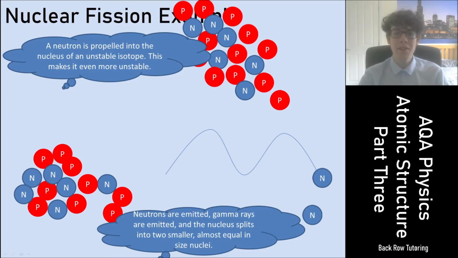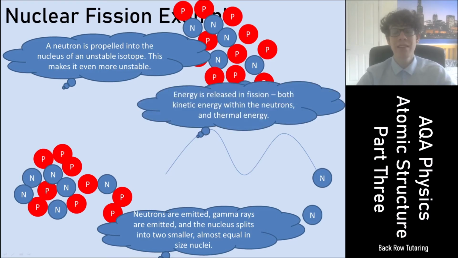So as you can see, the previous nucleus has split into two daughter nuclei, and we'll call these new nuclei daughter nuclei. You can see that we have this new nucleus here and this new nucleus here. But we also have these two neutrons which have been propelled as well. And on top of that, we'll have gamma rays. So this is what you need to know. During nuclear fission, two daughter nuclei are created from one bigger starting nucleus which was unstable. And when a neutron is fired into that nucleus, it becomes even more unstable and splits, releasing two neutrons and gamma rays. Energy is released in fission, both kinetic energy within the neutrons and thermal energy.